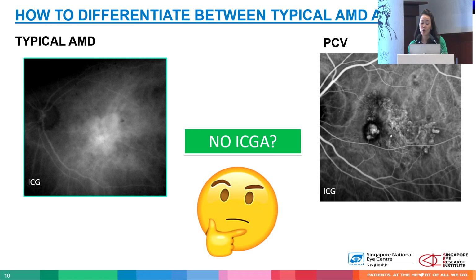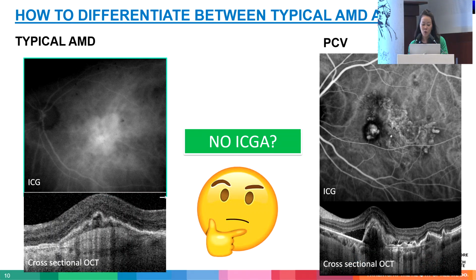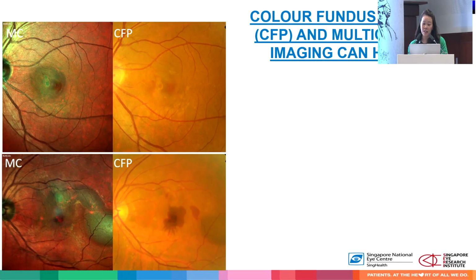And what happens when you don't have ICGA? You can see the OCTA helps you a lot because on the left, in typical AMD, you get a multi-layered PED, but on the right, you can see a peaked PED with a branching vascular network.